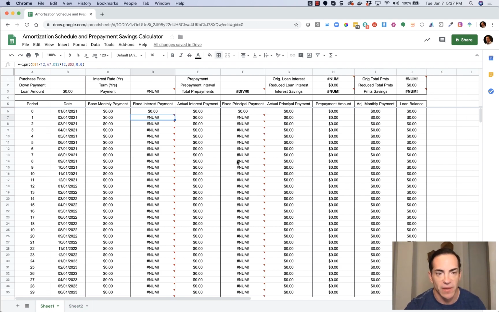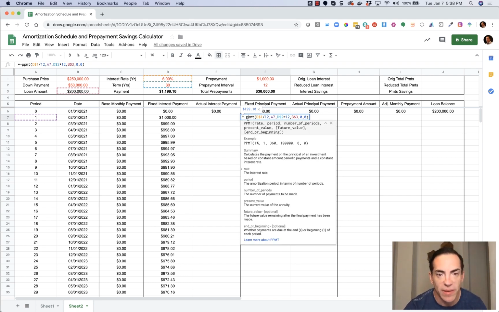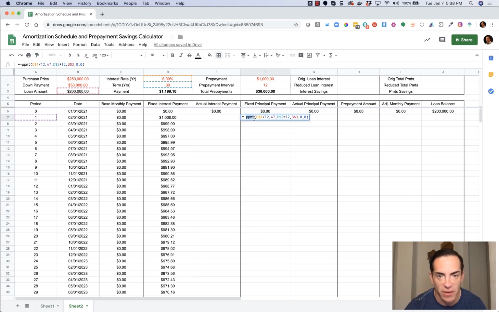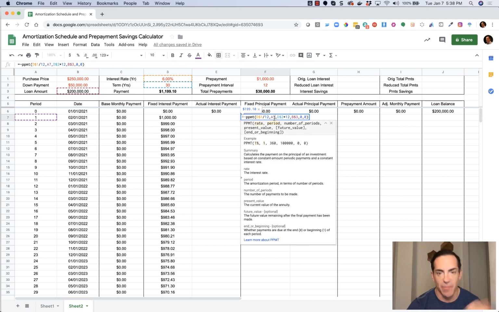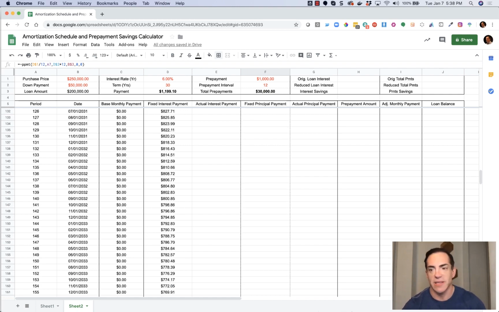Let's fill in this value. It's $199, and we'll look at that formula real quick. Basically, it's virtually identical to the interest payment. The only difference is we use the principal payment calculation function rather than the IPMT, which was interest payment. Otherwise, everything else is the same. The interest rate is the same. The payment period is the same. The term is the same. The present value is the same. The future value is the same. And the payment type is the same. So we will drag this down.